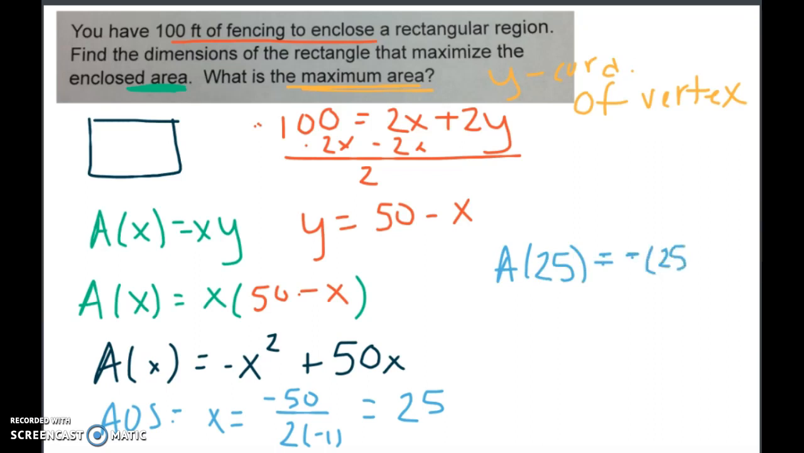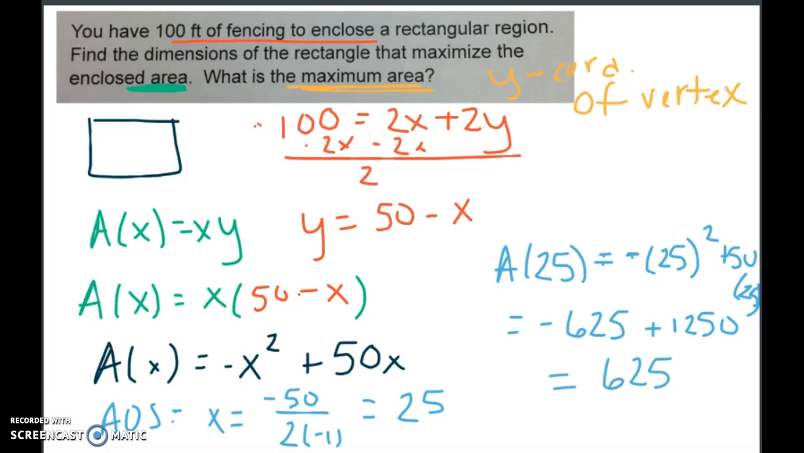To see what the actual maximum will be. Sorry, I ran out of room. Then we're going to simplify that. That should end up becoming negative 625 plus 1250, which ends up becoming 625. And this is area again, so we're going to say feet squared is our maximum area. So that's it.